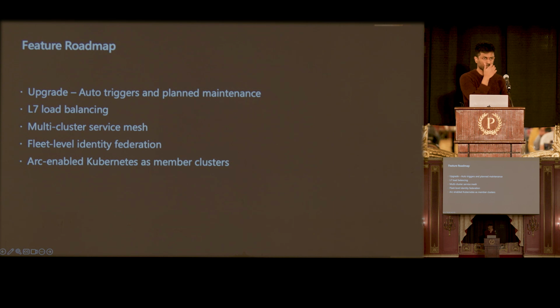Next, our feature roadmap for Fleet, how is it looking? In the upgrade area, we have auto triggers and planned maintenance up next. L7 load balancing already spoke of. L4 is there, L7 is on its way. Multi-cluster service mesh, so we have single cluster Istio add-on right now. Multi-cluster integration with Fleet and supporting different CNI modes isn't there yet, but that's something on our roadmap for the next year.